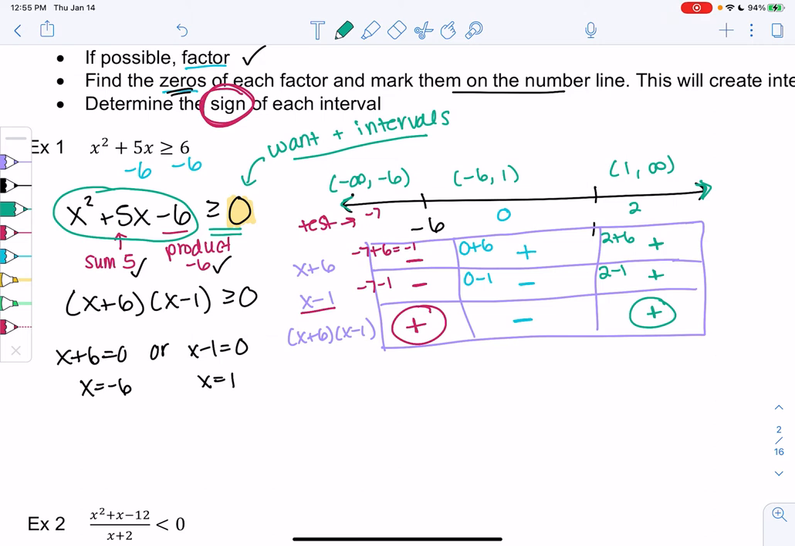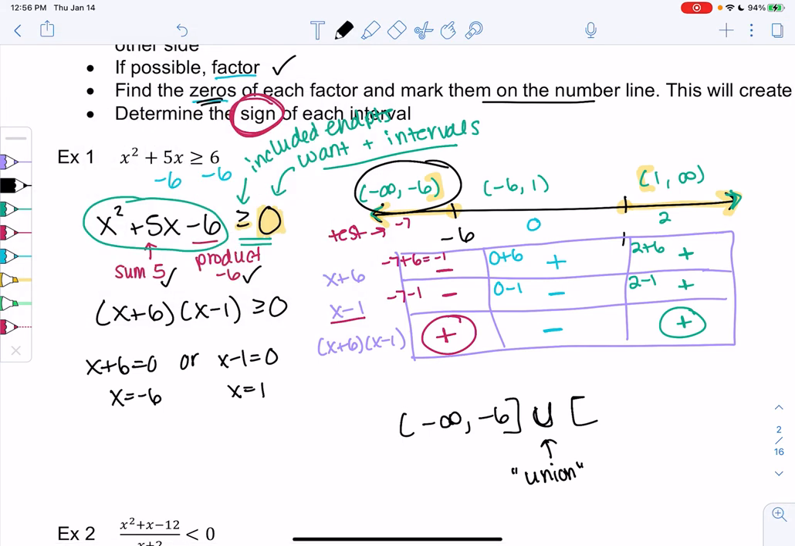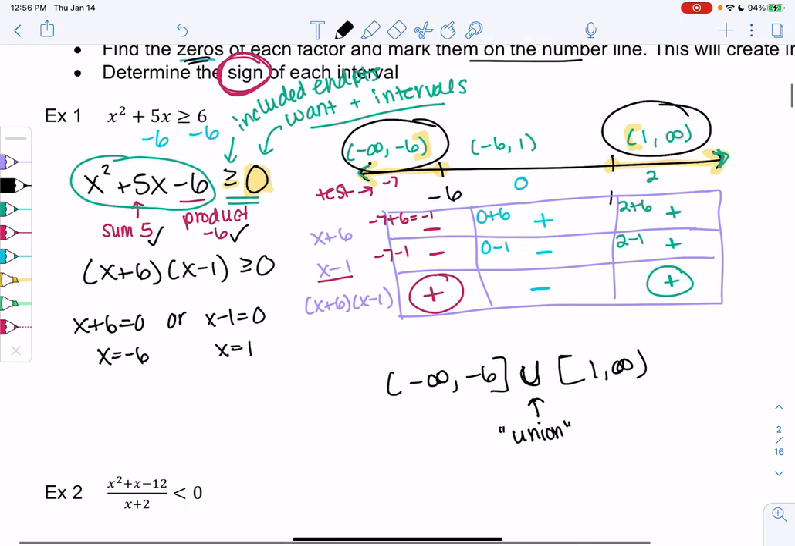Cool, so we're going to shade the curve and then we'll write the answer in interval notation. The first interval and the last interval are my solutions, so we'll shade those. Since we have the or equal sign, I'm going to do closed circles and include the endpoints. Then to write the solution, our interval is negative infinity to negative 6. We have that little bracket on negative 6 because it's included. We'll do a big U for union, which tells us either interval. And then bracket 1 to infinity, because those are my intervals that are positive.